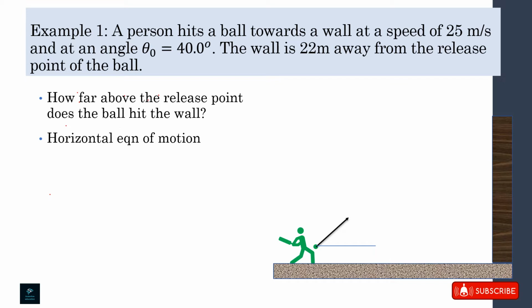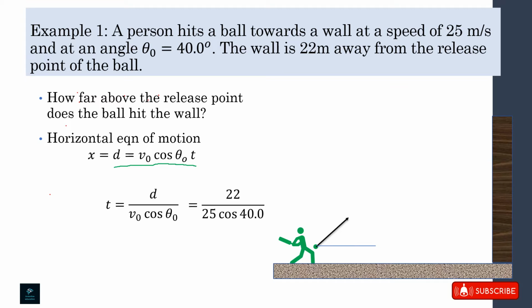Now the horizontal equation of motion is x equal to v0 cos theta 0 t, and when the ball hits the wall, x is equal to d. Therefore, we can obtain time as t equal to d by v0 cos theta 0. Putting the values of d, v0 and theta 0, we obtain time as 22 by 25 cos 40, and if we calculate it, we find that t is equal to 1.15 seconds. Therefore the ball takes 1.15 seconds to hit the wall.